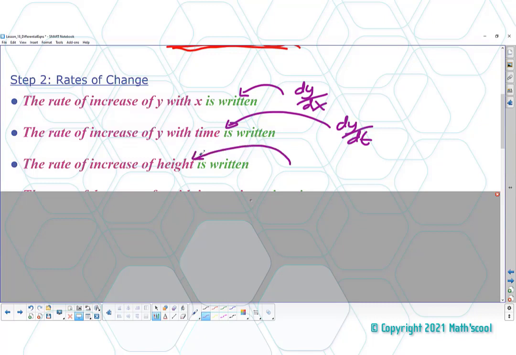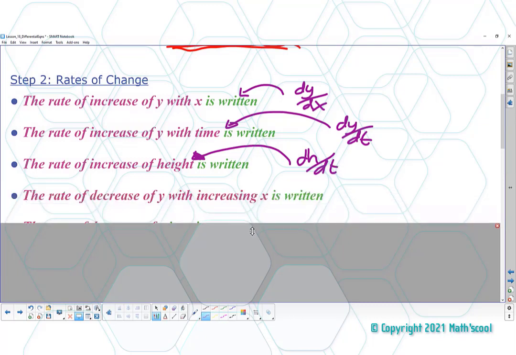So the rate of increase of height, when we don't say what's causing the increase, you can pretty much bet it's going to be time that's causing it. So this would be dh by dt. Time is like a variable that's constantly running in our work. So we're always thinking about time as being a factor in things.